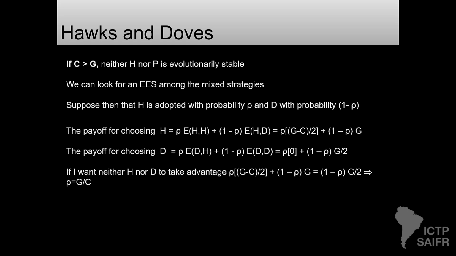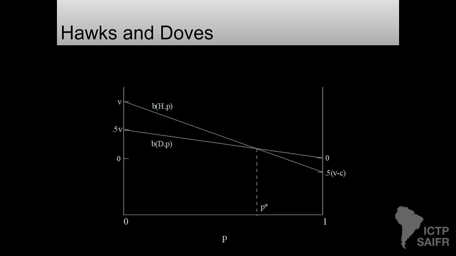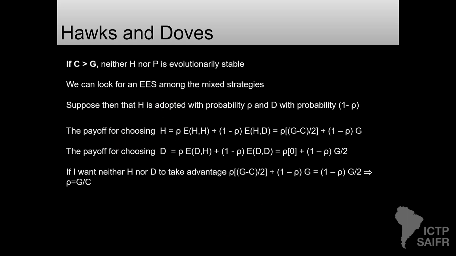Okay, we will start where I left off yesterday. I was presenting the hawks and doves game, and we saw that if C, the pay due to the fighting, was higher than Chi, the reward, then neither the hawk nor the dove is evolutionarily stable.